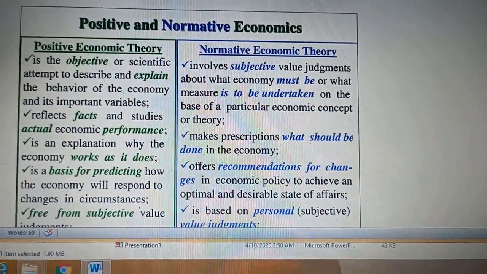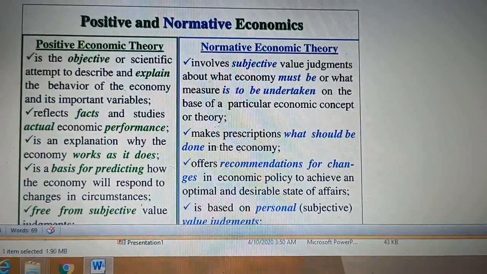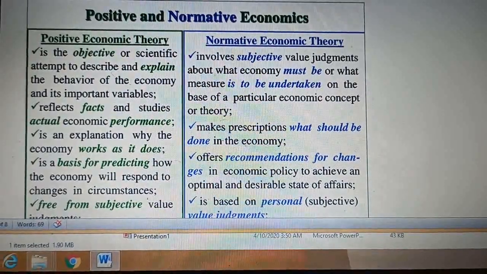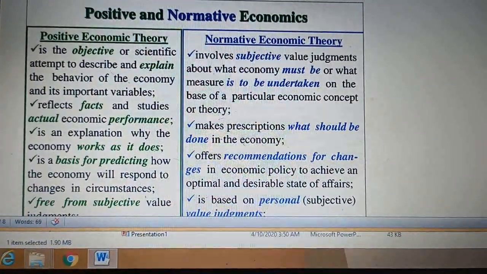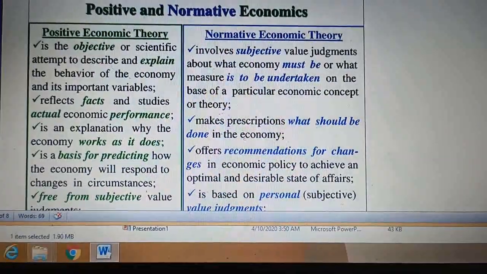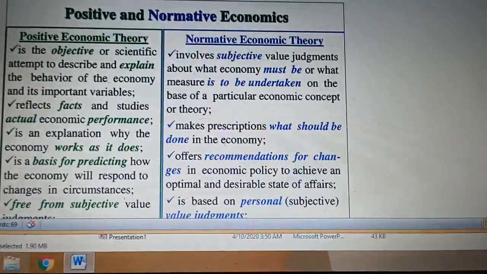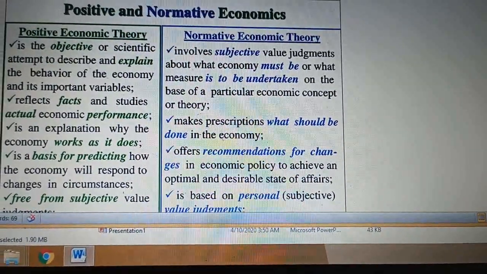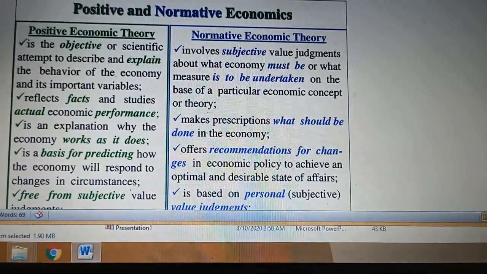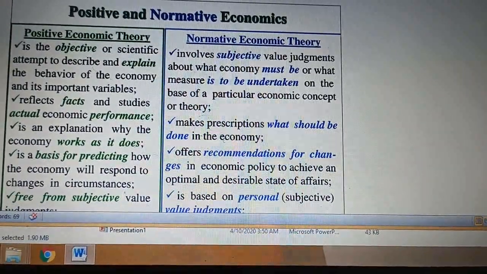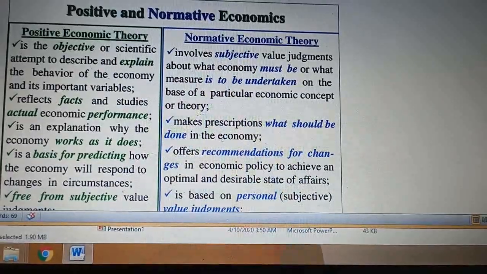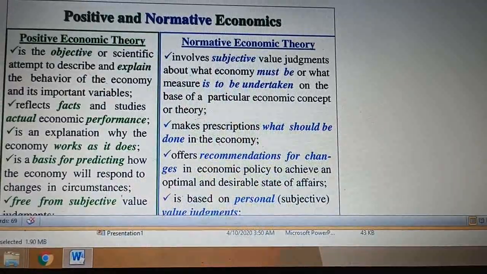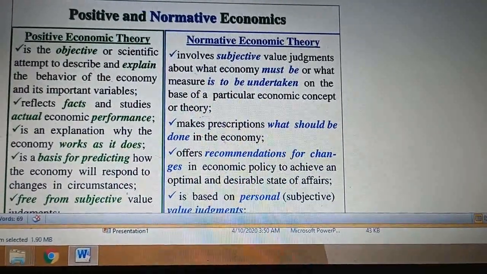Positive economics is the objective or scientific attempt to describe and explain the behavior of the economy and its important variables, while normative is subjective. In the case of positive, it is objective. Second, it reflects and studies actual economic performance. Positive science means what is, and normative science means what ought to be. Being a normative economic theory, it makes prescriptions of what ought to be, what should be done in the economy.